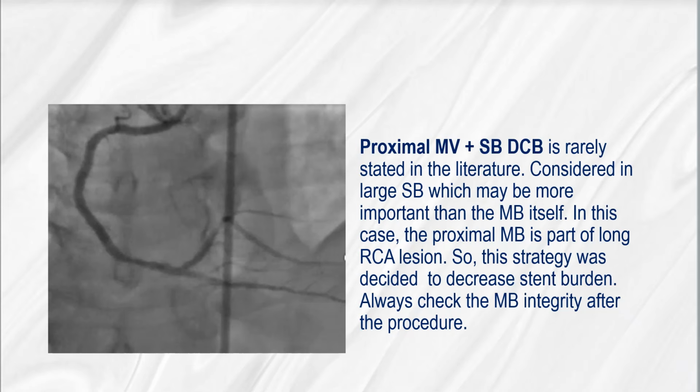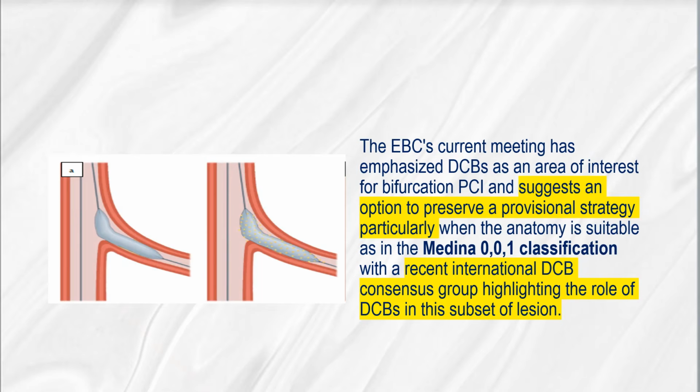Proximal main vessel plus side branch drug-coated balloon dilatation is rarely stated in the literature. Consider an enlarged side branch, which may be more important than the main branch itself. In this case, the proximal main branch is part of the long RCA lesion, so this strategy was decided to decrease the stent burden. Always check the main branch integrity after the procedure. The EBC's current meeting and recent DCB consensus group suggests to preserve the drug-coated balloon strategy in cases with Medina 001.